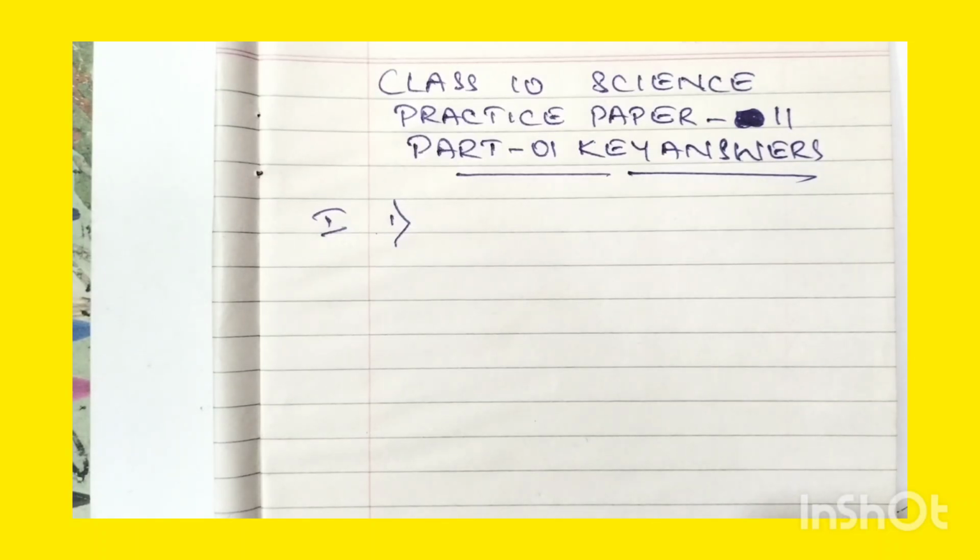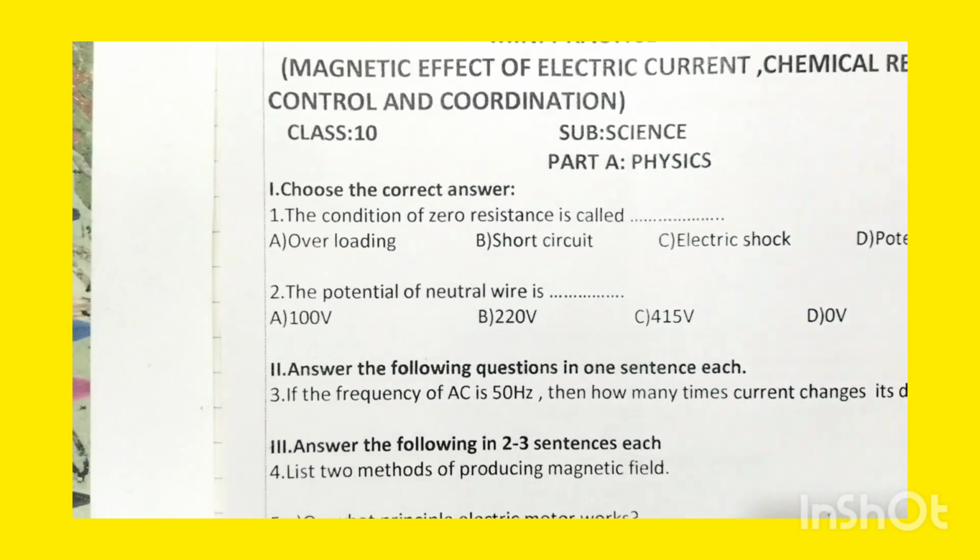So in this video we are going to continue class 10th science. This is practice paper number 11. So in this practice paper let us answer all the three mains, that is all the three parts: chemistry, physics and biology. So let us answer the physics part first.